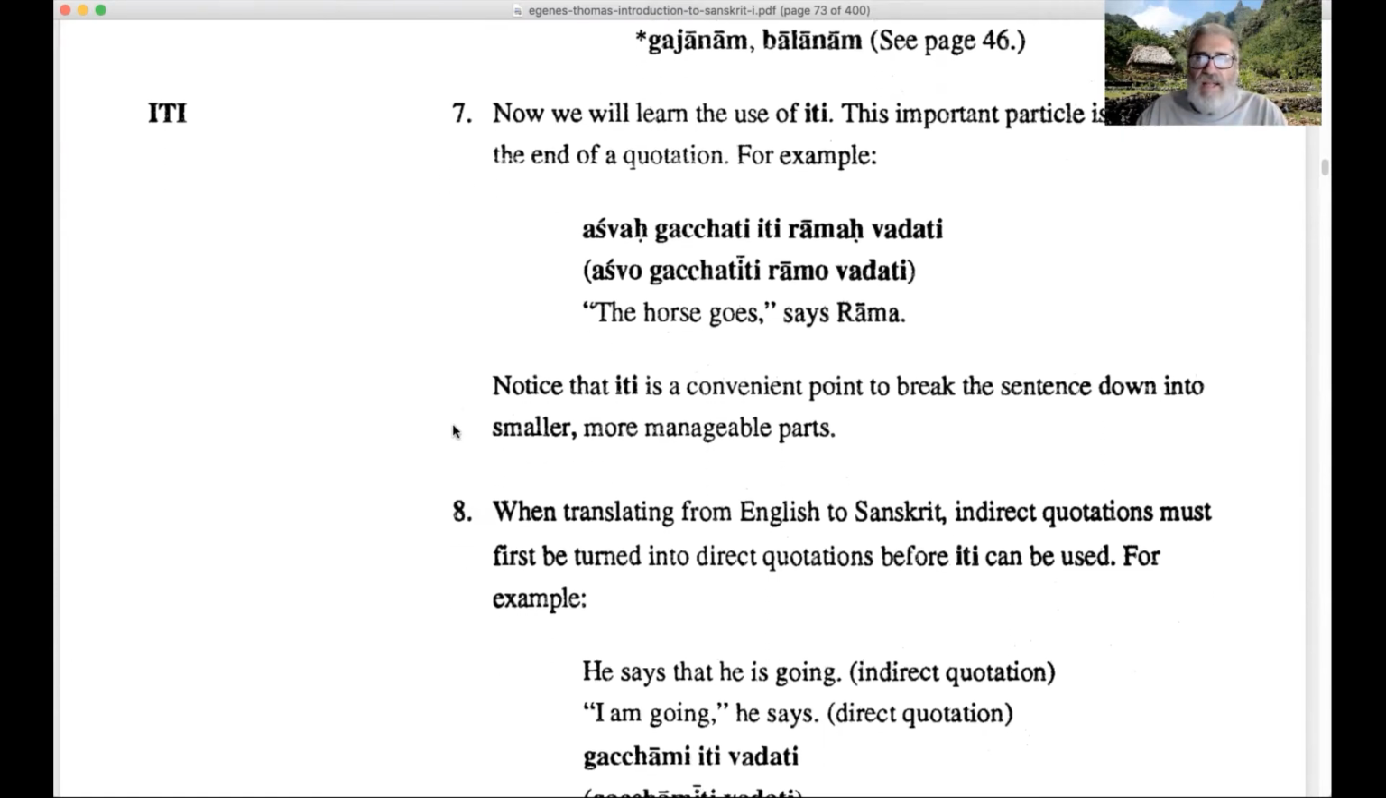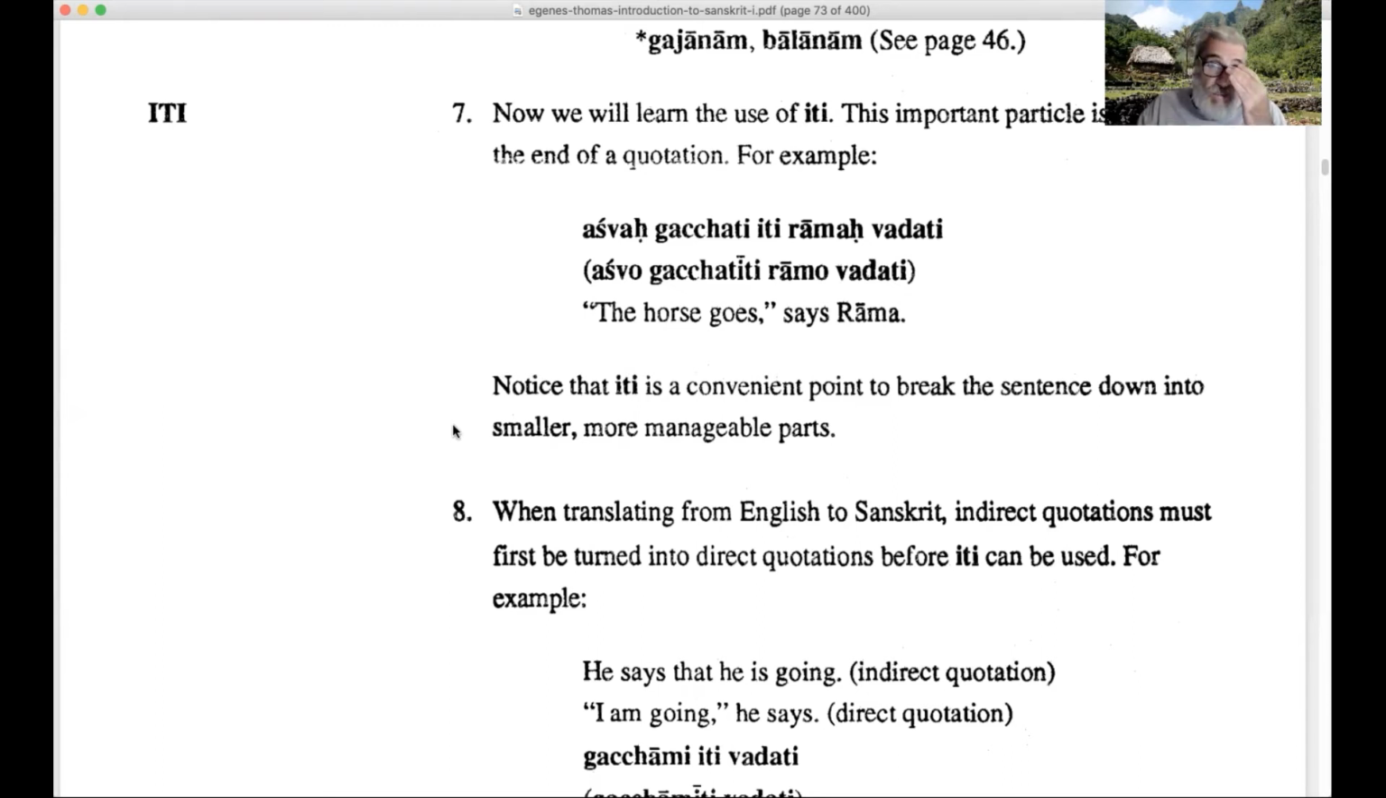Ashvaha gachati iti Ramaha vadati. Ashvaha is nominative singular of horse. Gachati is third person singular, present tense of gachati, to go. Iti means thus. Ramaha is nominative singular of Rama. And vadati is third person singular present tense of vad, to speak.